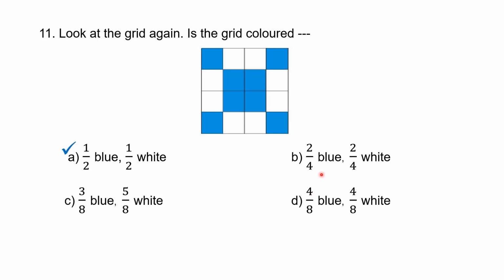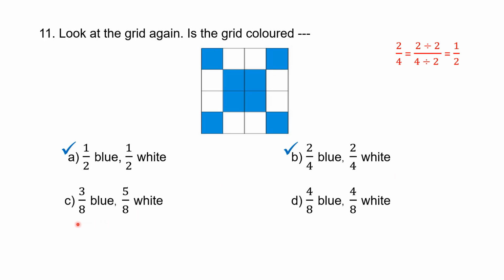Let us check the B option. 2 by 4 blue, 2 by 4 white. Let us simplify the fraction 2 by 4. To simplify a fraction, we have to divide the numerator and the denominator by the same number. Here we are dividing the numerator and denominator by 2. 2 ones are 2, 2 twos are 4, that is 1 by 2. 2 by 4 equals 1 by 2. That is 1 by 2 blue and 1 by 2 white. So the option B is also correct.